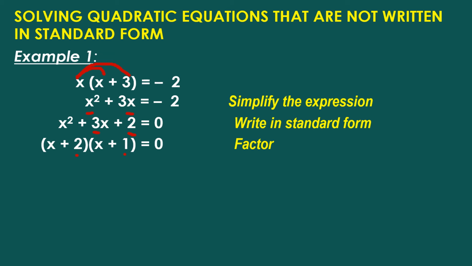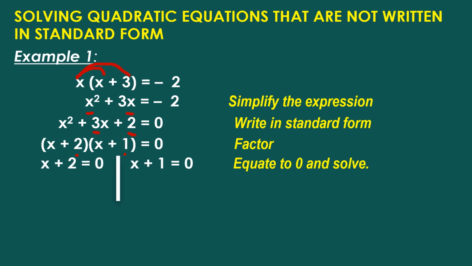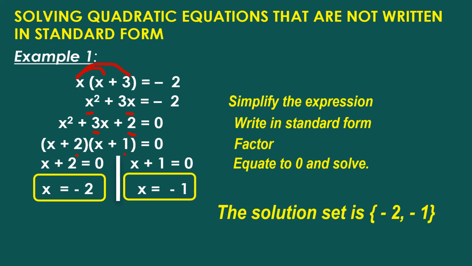Next is to equate to 0 and solve. I will have x plus 2 equals 0 and x plus 1 equals 0. x plus 2 equals 0 will be x equals negative 2, and x plus 1 equals 0 will be x equals negative 1. Therefore, the solution is negative 2, negative 1.